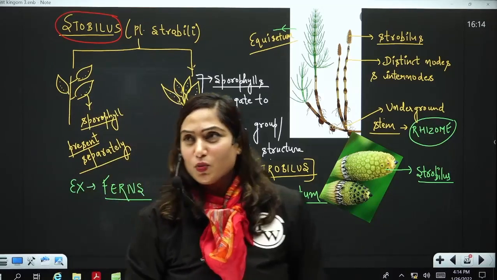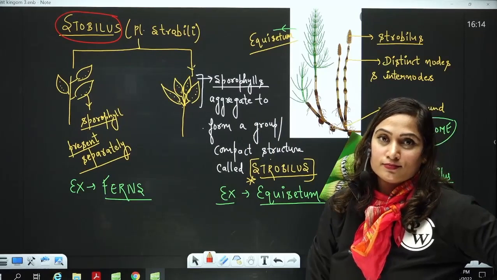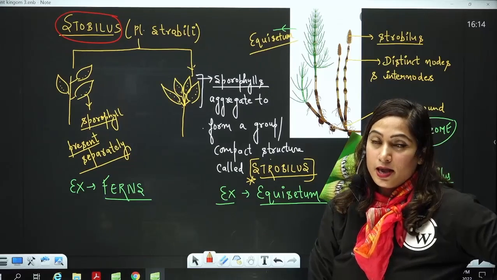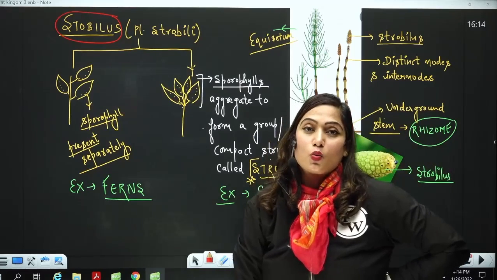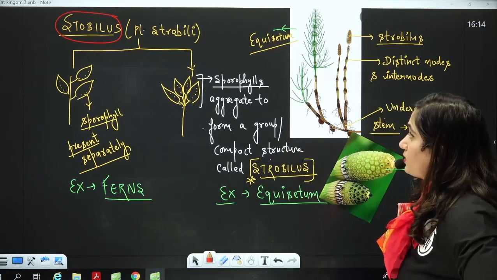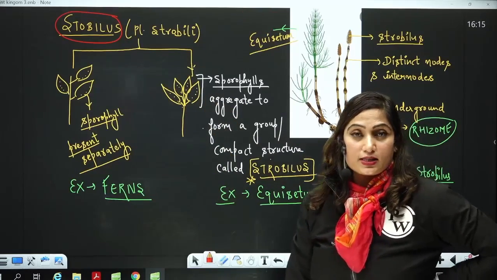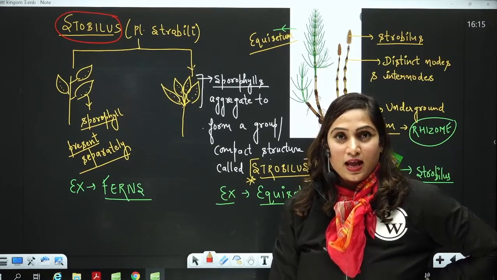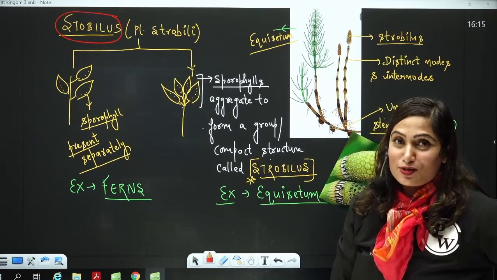This question has come in NEET 2019. Strobilus is absent in ferns. Remember, where there is a sorus, there will be no strobilus, and where there is a strobilus, there will be no sorus. So just learn one line with me. Ferns have sorus. What was sorus? Group of sporangia. What is strobilus? Group of sporophylls. Ferns have sorus, so they do not have strobilus. And Equisetum and Selaginella have strobilus, so they will not have sorus.